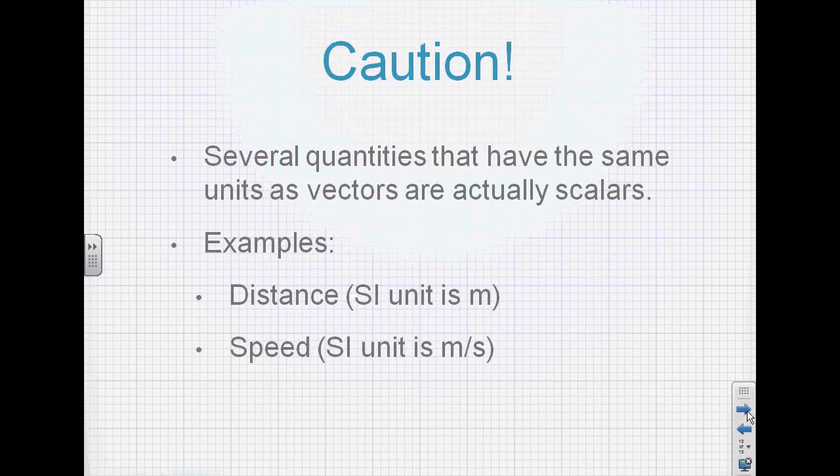Be careful though, when you're using vectors and trying to go from a vector to a scalar quantity. There are certain quantities that do have exactly the same unit as vectors, but in fact they are scalars and don't have a direction. Two examples that commonly get confusing for students in physics are distance and speed. Distance is a scalar. It's how far you went, not the change in your position. And speed. Again, the units are going to be meters per second for speed, just like velocity. The unit is meter for distance, just like displacement, but distance is a scalar and speed is a scalar. Speed does not indicate which way you're actually going.